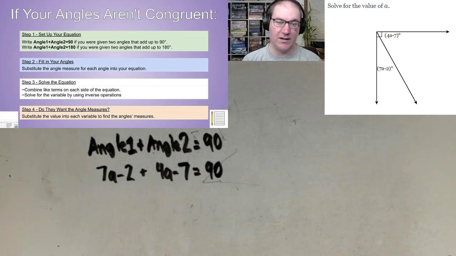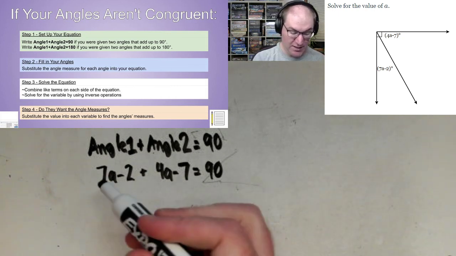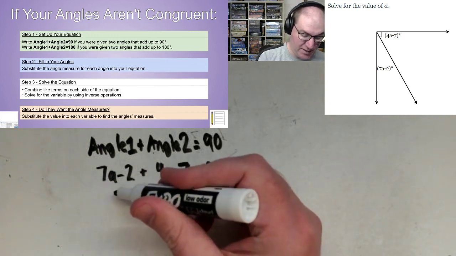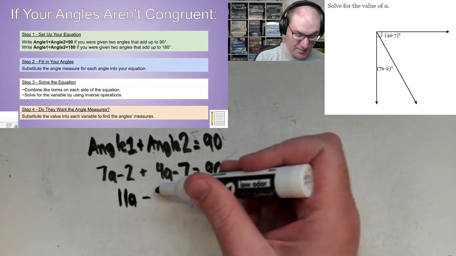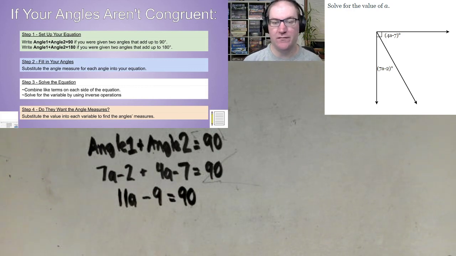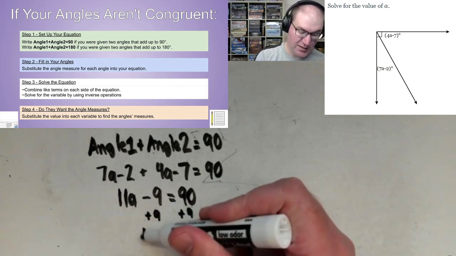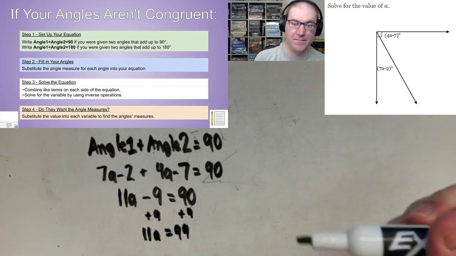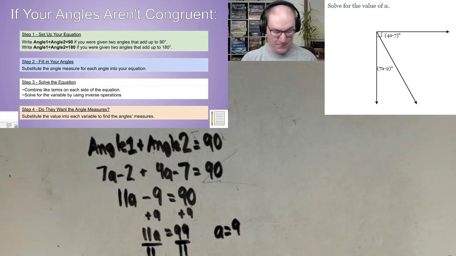Step three says to solve my equation, and to do this I should first start by attempting to combine like terms. So if there's any like terms in this problem, I should combine them. And I see 7a and I see 4a, so I'm going to combine those to be 11a. And I see negative 2 and negative 7, so those combine to be negative 9, and this still adds up to 90. Now I'm going to use inverse operations to get a all by itself. So I'm going to add 9 to both sides and get 11a equals 99. I'll divide both sides by 11, and I'll get a equals 9. So this problem asks us to find the value of a, and we did.